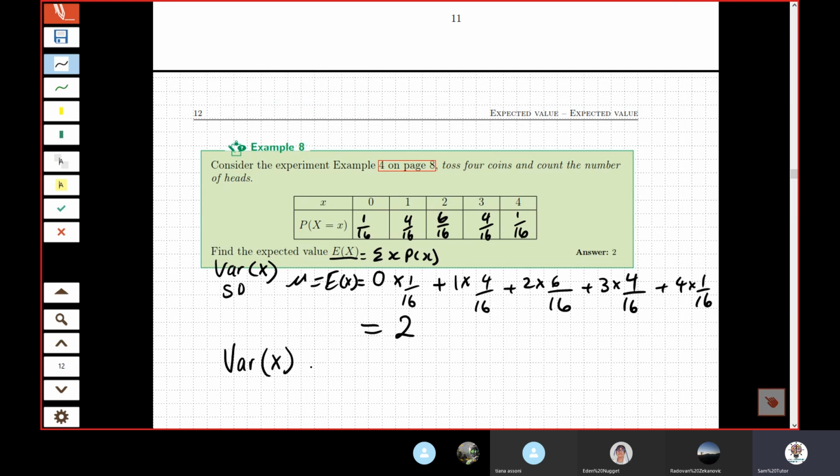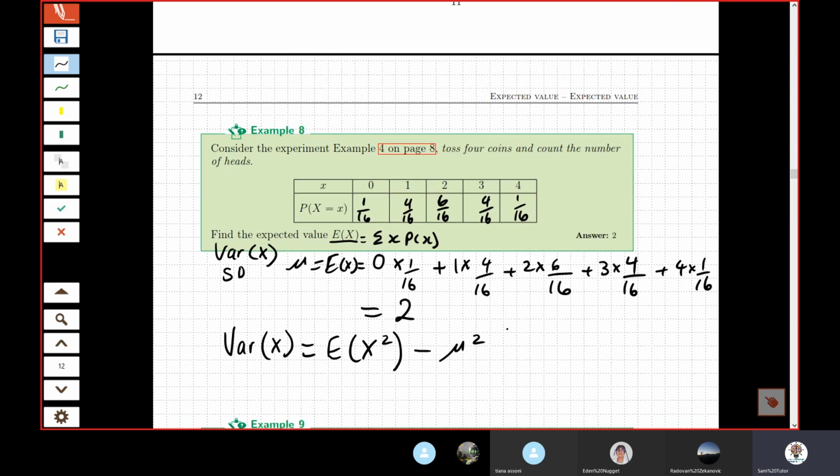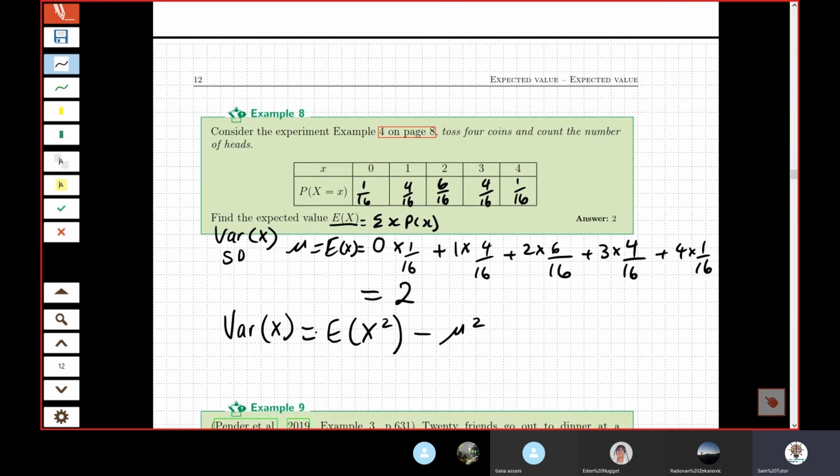Variance of x. The formula for the variance of x, there's a few. The one I like to use is this. Just look at it for a second. Variance of x is equal to the expected value of x squared minus mu squared. What part of this do we already know? E of x. Oh wait, never mind, the mu.